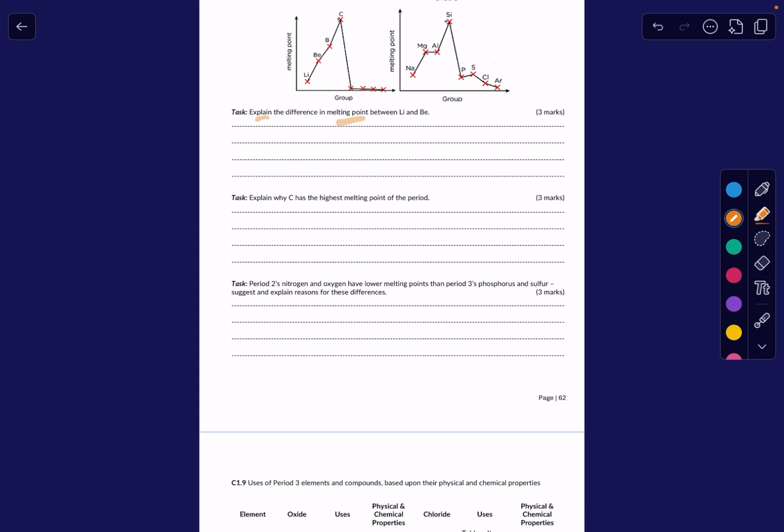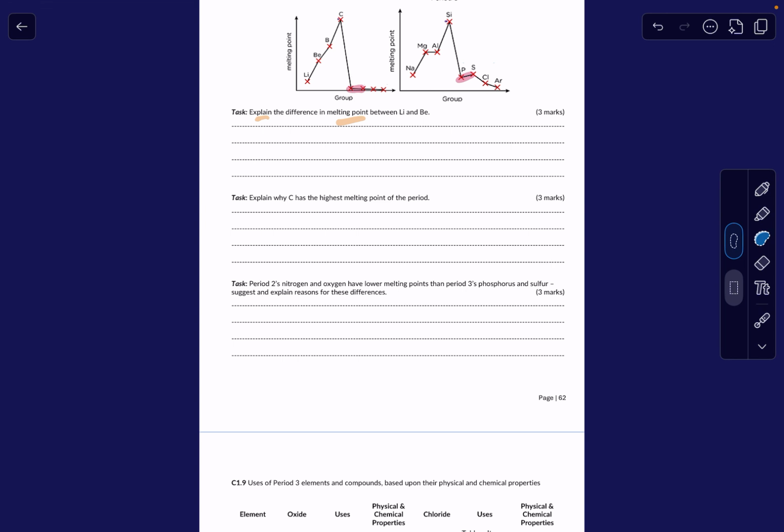The last question, again, not too dissimilar. Period 2, nitrogen and oxygen. I'll highlight these so you can see where I'm looking. So period 2, nitrogen and oxygen. We're looking around here. So these ones on here. And then what we're going to do is we're going to compare them to phosphorus and sulfur. Let me make that a bit clearer for you. There we go. So we're comparing these two. So these two, how do they exist? Why is that? Why are they different? So what type of bonding or structure did these guys have?